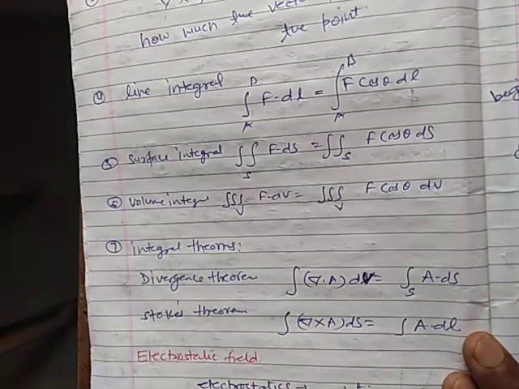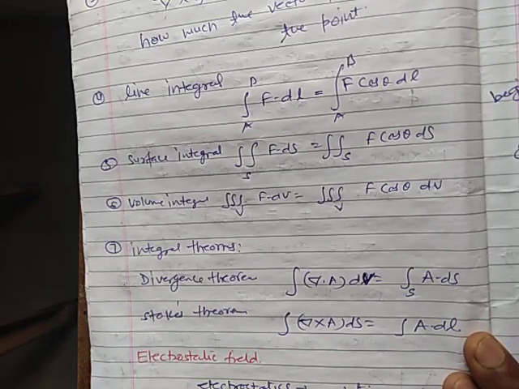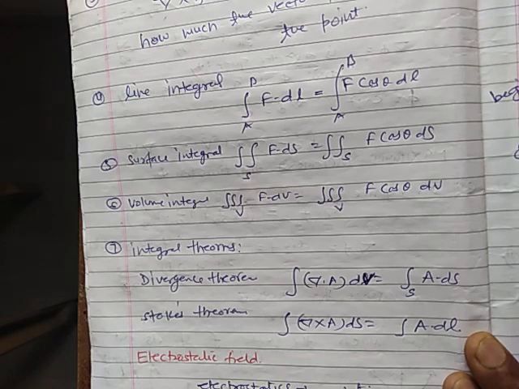Now the curl of a vector. Curl is the cross product of the del operator and the function f, so del cross f, and obviously it will be a vector quantity. This curl shows how much the vector turns around a point, or is curled around the point. So we calculate the cross product between the del operator and f: i del upon del x plus j del upon del y plus k del upon del z, cross product with fx i plus fy j plus fz k.